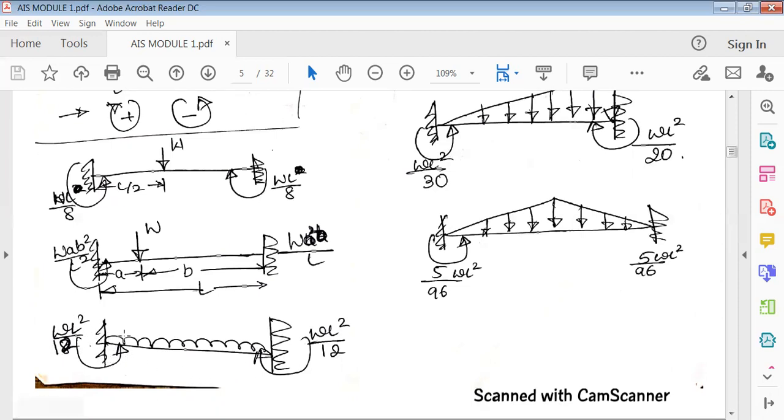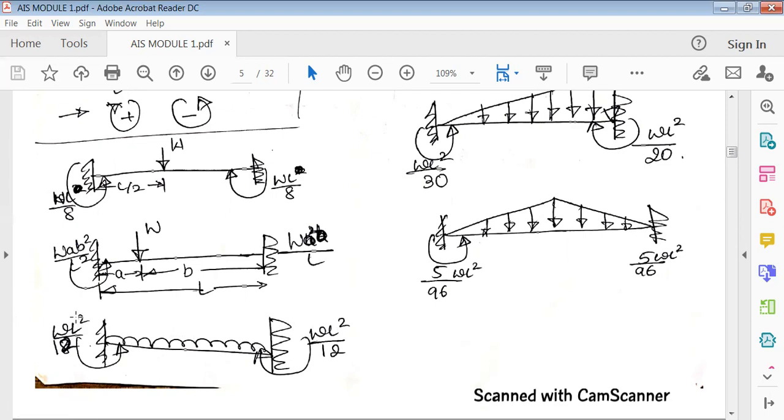The UDL is trying to push this beam downward. To stop this, the fixed support pushes it back to its original position, creating a moment. Always remember: whenever there is a load acting downward and a fixed condition on either side, the beam tries to bend downward. To stop the downward bending, there will always be an anti-clockwise moment on the left side of the beam and a clockwise moment on the right side. So with respect to the given loading conditions, these fixed end moments will change.